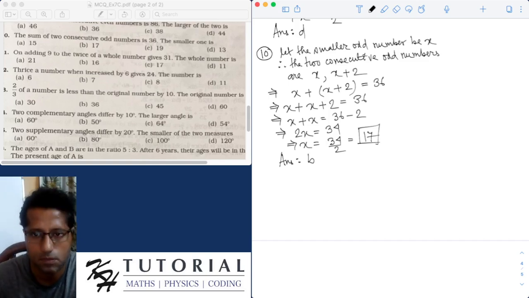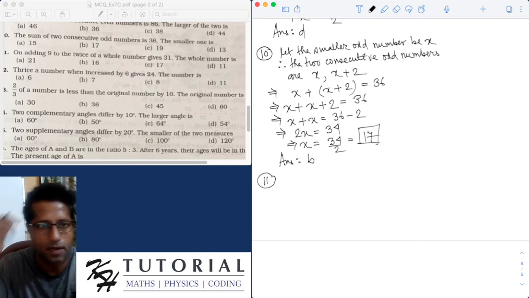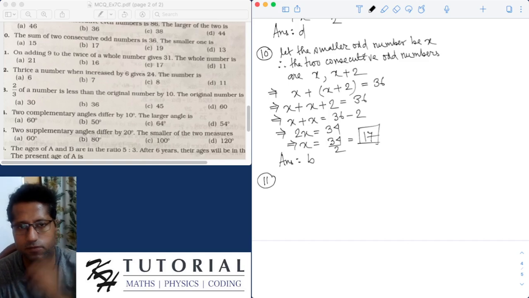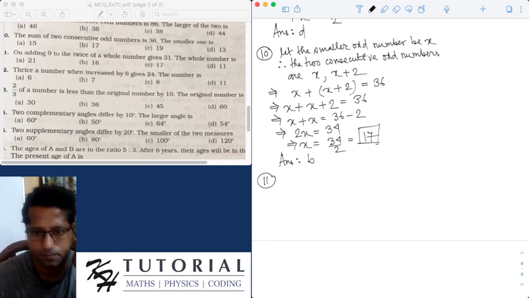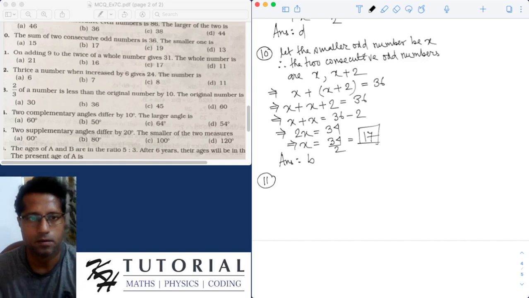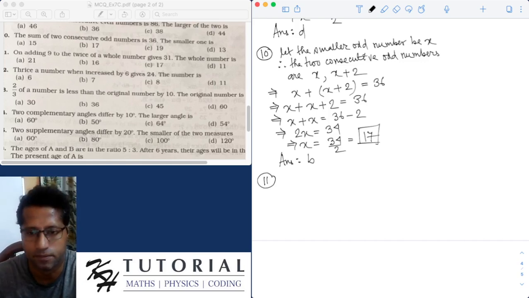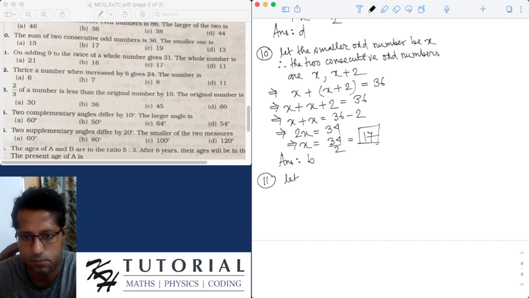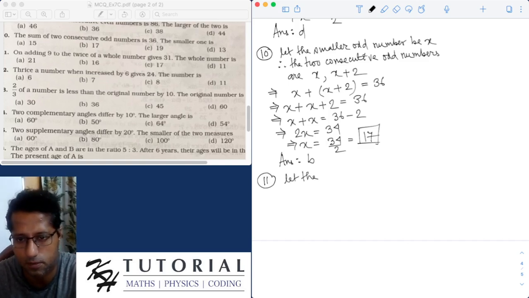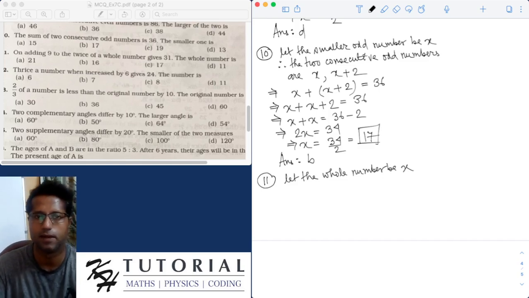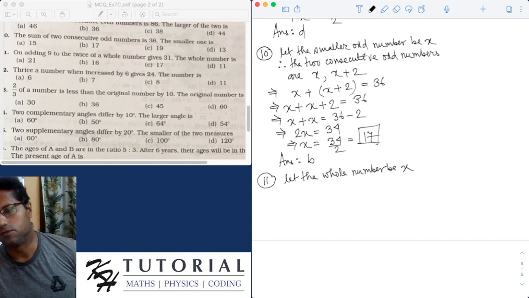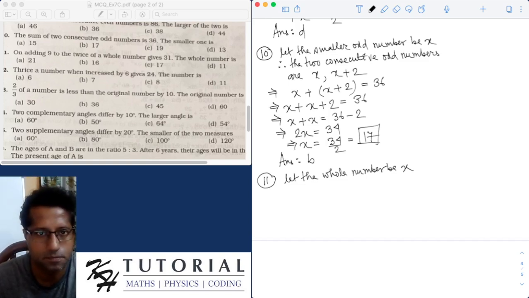Okay, let's do question number 11. On adding 9 to twice of a whole number gives 31. What is the whole number? So let the whole number be x. Whatever unknown quantity is being asked, we will assume that to be the variable. So let the whole number be x.